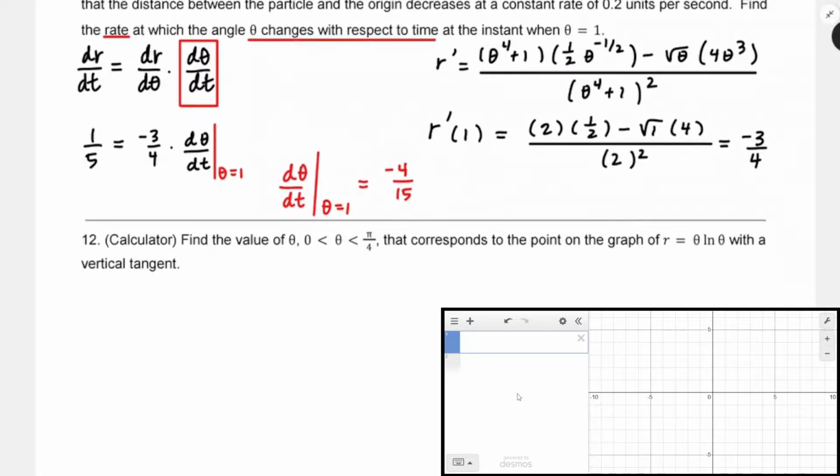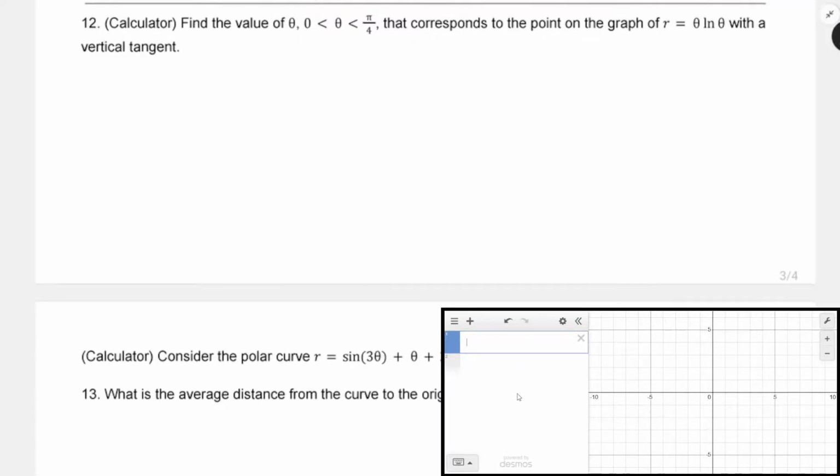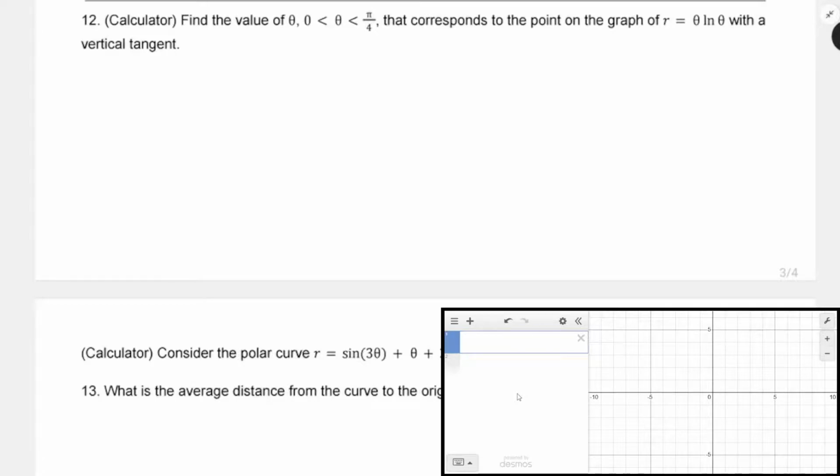All right. And this one, okay, yeah, vertical tangent, that's definitely going to require a calculator. Okay, so vertical tangent, that's where dx d theta equals 0. All right, we're going to need a formula for x. X equals r theta log theta cosine theta. And then we're going to use the calculator and program this in as the function we're interested in, and we're going to use that domain restriction.